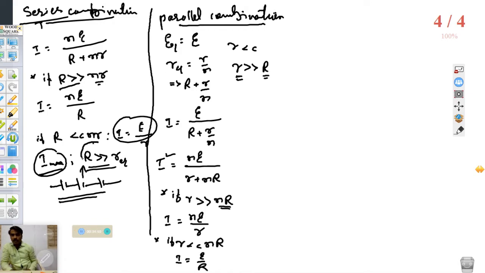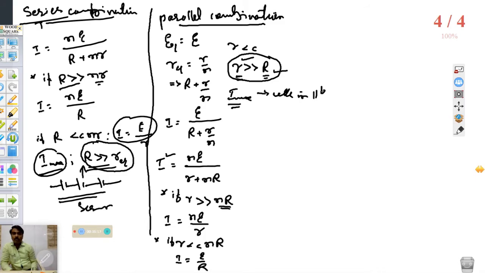In the series case, if the external resistance is more than the internal resistance, all the cells must be connected in series. But if the internal resistance is very much greater than the external resistance, and we need the maximum value of current, then it is preferred to connect the cells in parallel. So, very important information here.